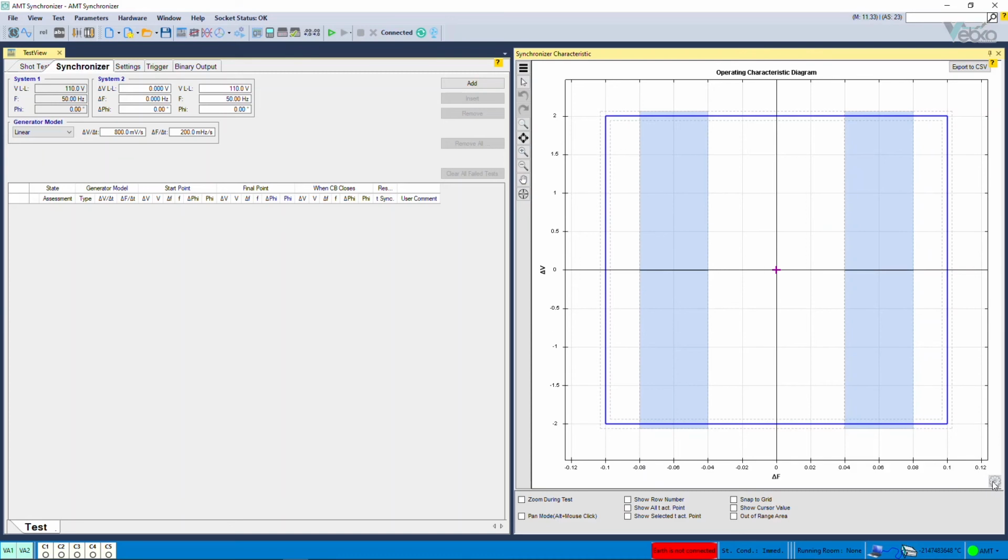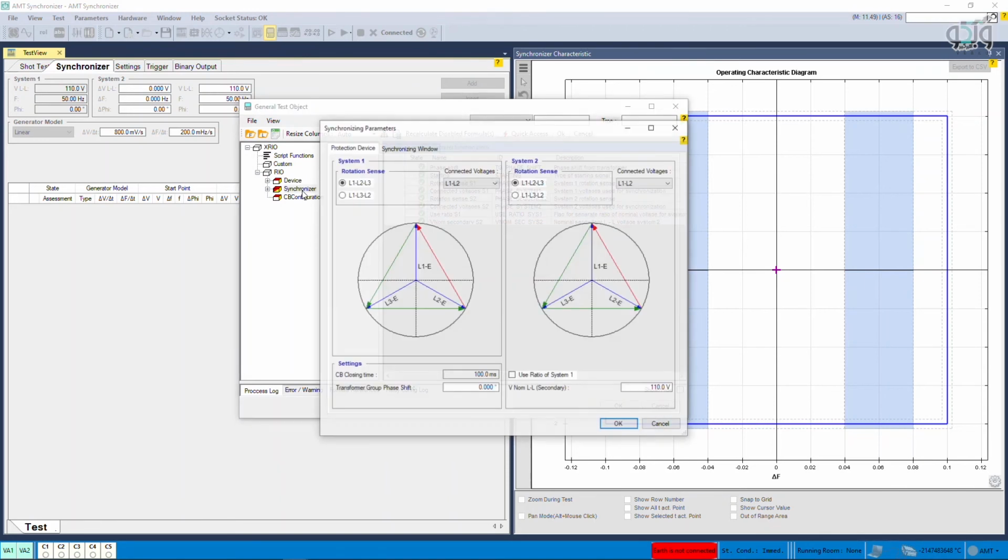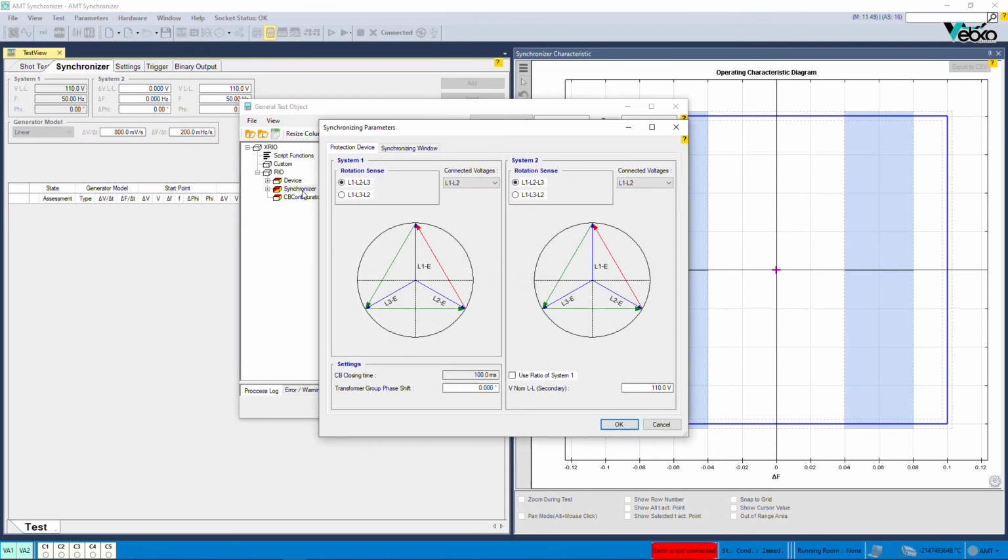in all rooms. To enter the relay information for the test, the first thing is to enter the nominal information of the relaying device. In this section, it is necessary to enter characteristics such as PT turns ratio and frequency. In the next step, the relay characteristics are entered after double-clicking on Synchronizer. Since these relays use voltage in Protection Device tab, it is necessary to select the sequence of phases and phases that are connected to the relay in rotation sense, and connected voltages for systems 1 and 2.